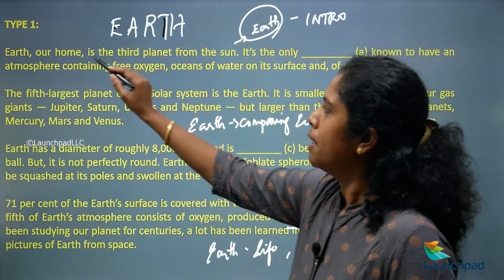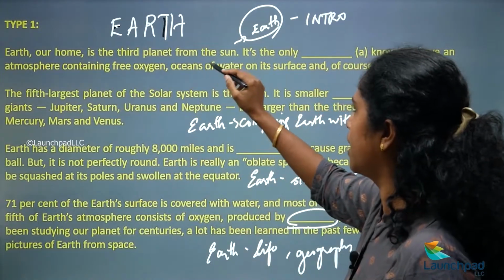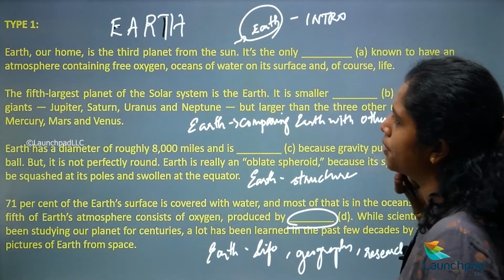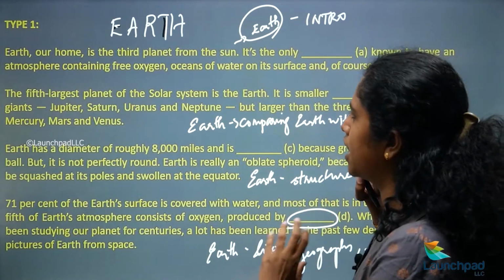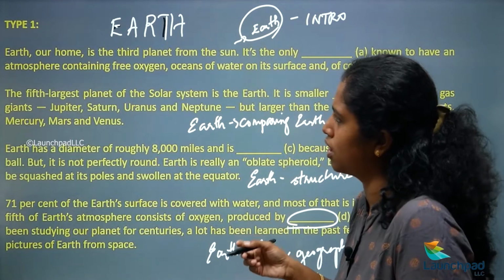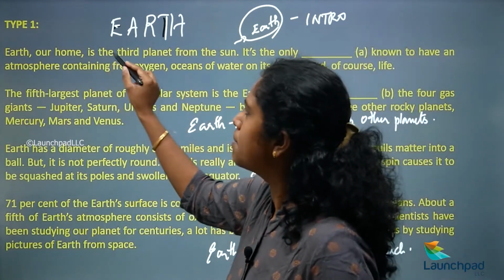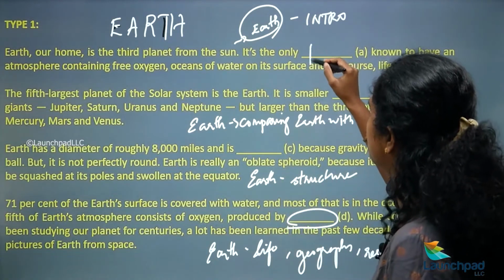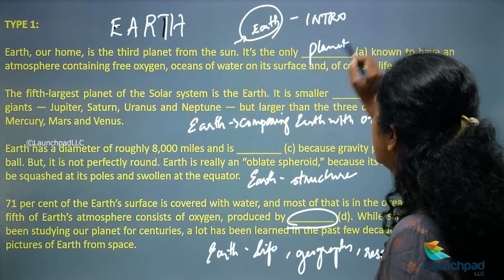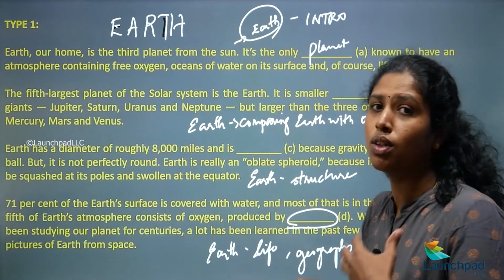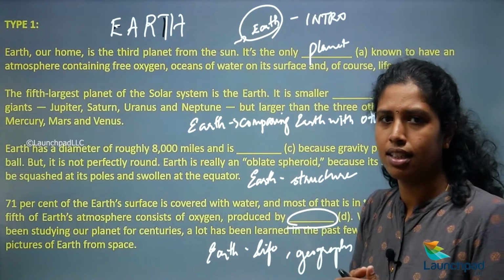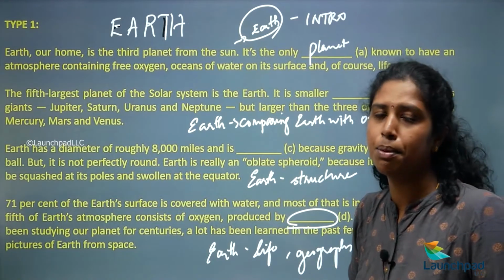So now, Earth, our home, is the 3rd planet from the sun. It's the only dash known to have an atmosphere containing free oxygen. So it is the only what? They told Earth is a planet. It's the 3rd planet. So it is the only planet it should be, right? Yes, it's the only planet, or it's the only space, or it describes the earth. Yes, so what is the word that can describe the earth?